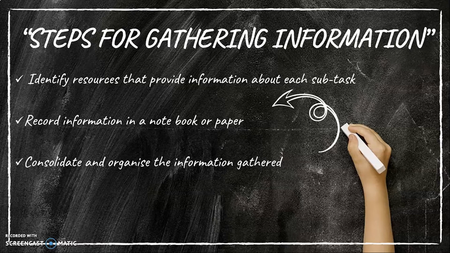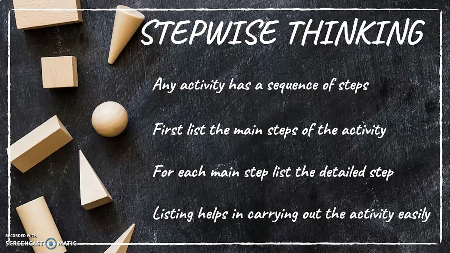be gathering a lot of information, no? So you'll be referring to many books, you'll be asking your seniors or your teacher, you'll be getting a lot of information. You have to consolidate what you want, which means you have to filter the information which you have gathered and then organize it accordingly. So one by one you have to organize the information and record it in a notebook or a paper. Then we are going to our next step.